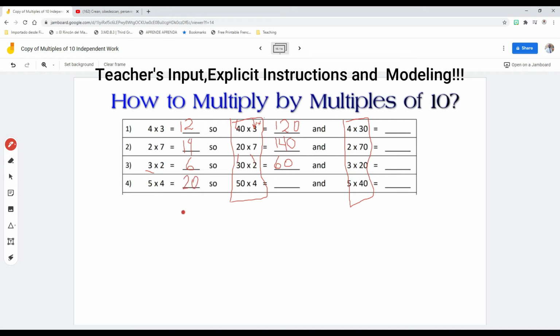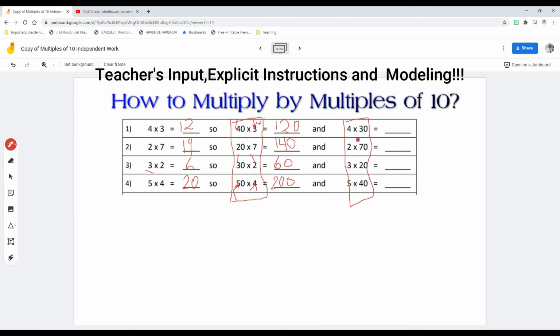Now 50 has become a multiple of 10 by adding a 0 to it or multiplying it by 10. 5 times 10, 50. Now 50 times 4. We know that 5 times 4 is equal to 20. Now what's next? Just add the next 0 because the 0 is not being multiplied by any other number. So we just add it to this one.